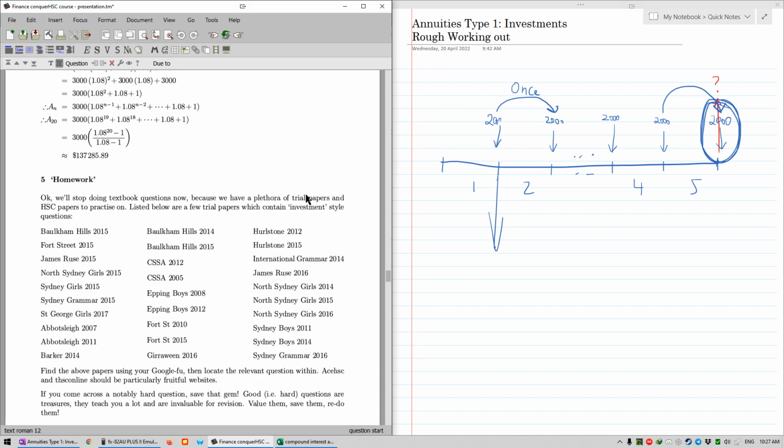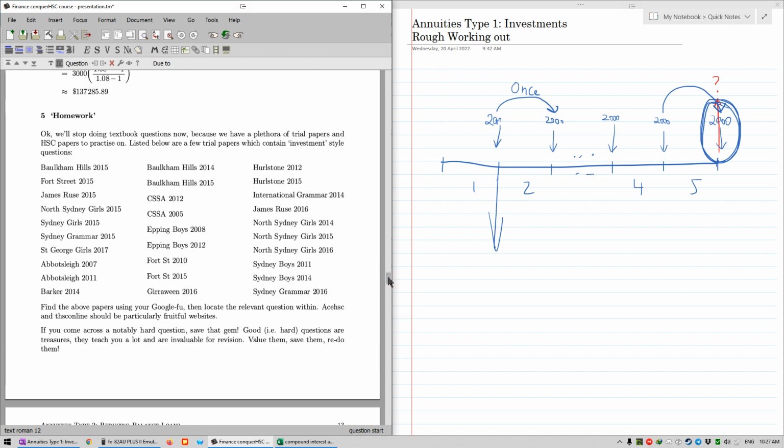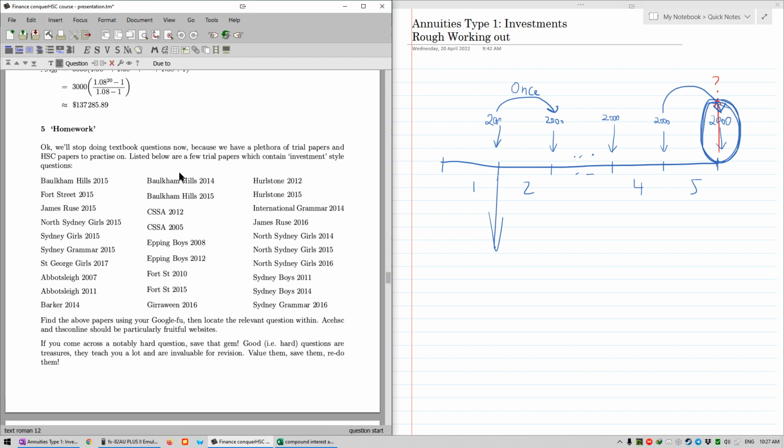All right. So the homework. We're going to stop doing textbook questions now because we don't really need to. This is not new syllabus stuff. This particular type of question has been around for decades, probably from the 1960s or something. So there's heaps and heaps of trial paper questions to choose from. I looked through a whole bunch of papers and I found these. The Baulkham Hills trial paper from 2015 definitely has an investment style question, and so on and so forth.